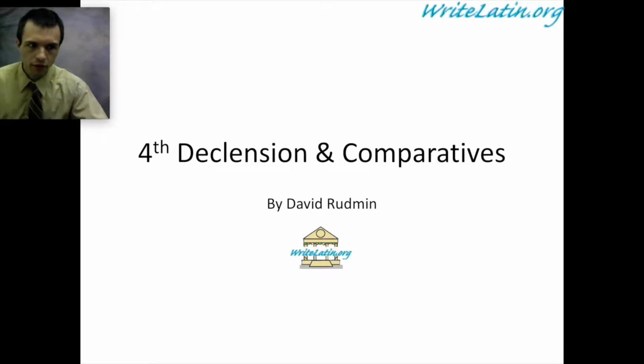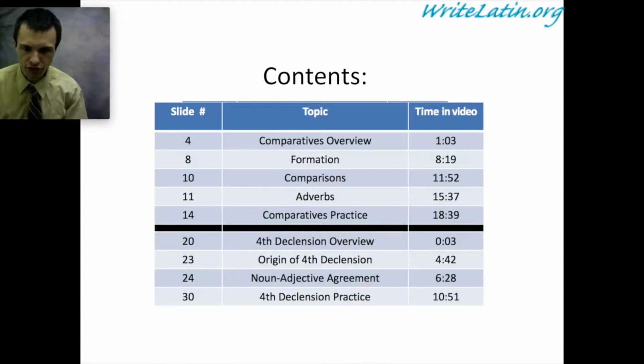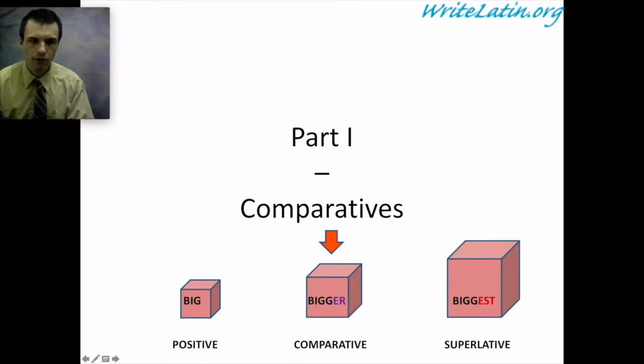Welcome to Chapter 12, and in this chapter we're going to learn the fourth declension and comparatives. And we'll do the comparatives first in this first of the two Chapter 12 videos. So we'll have an overview, how to form them, how to use them in an actual comparison, and then also comparative adverbs, after some practice. Then in the next video, we'll start the fourth declension. We'll have an overview, and most of the fourth declension will just be noun-adjective agreement with other declensions. So, more of that. First, comparatives.